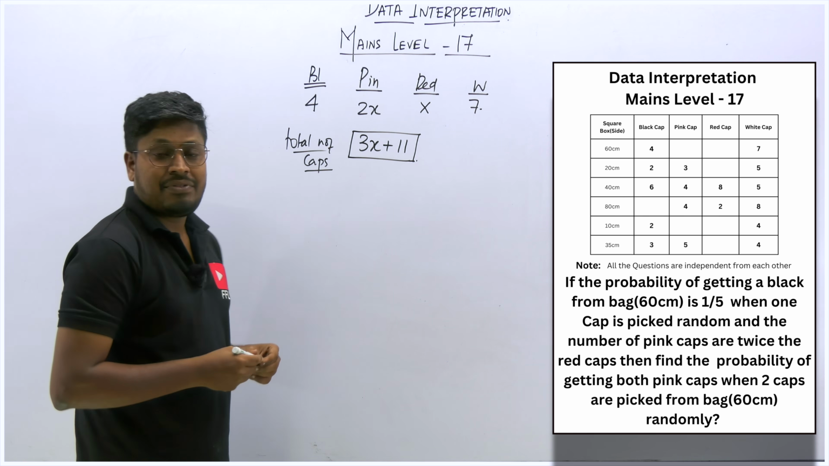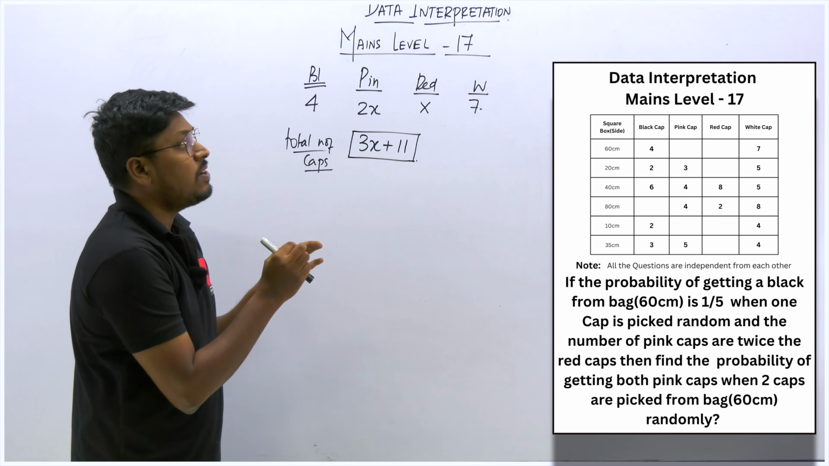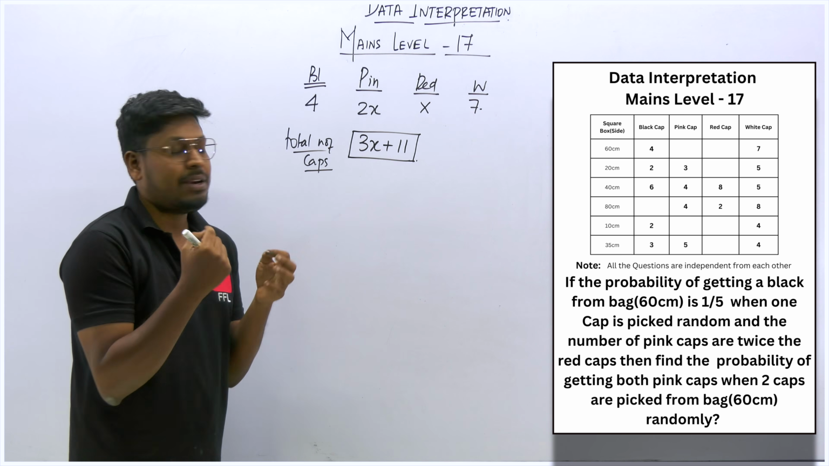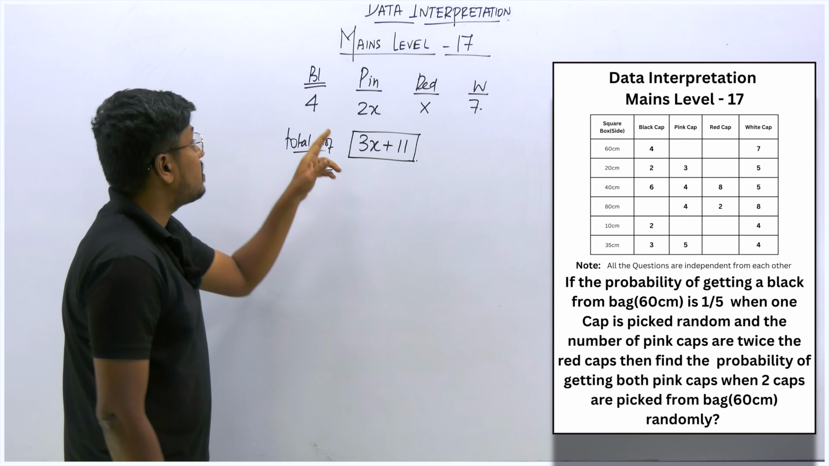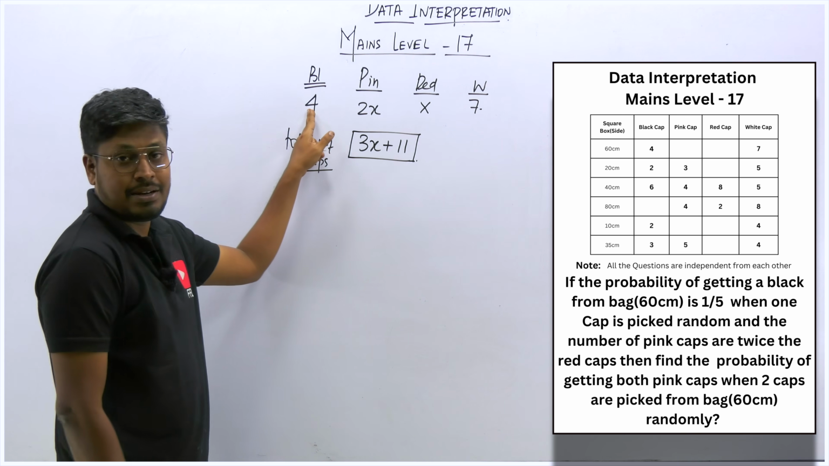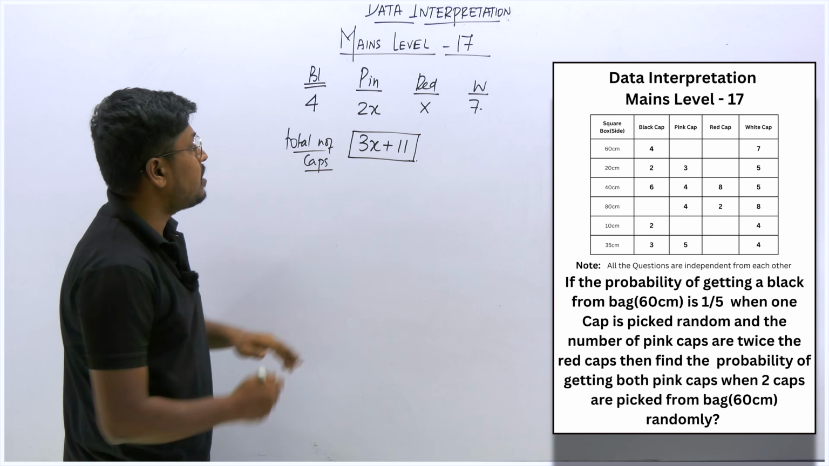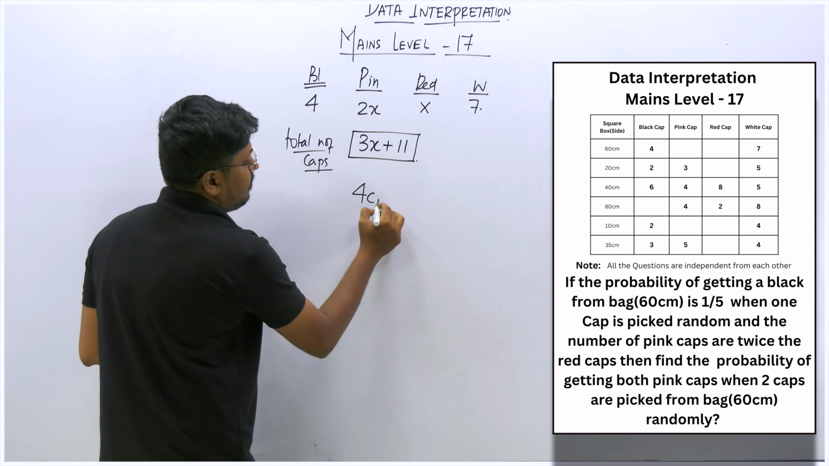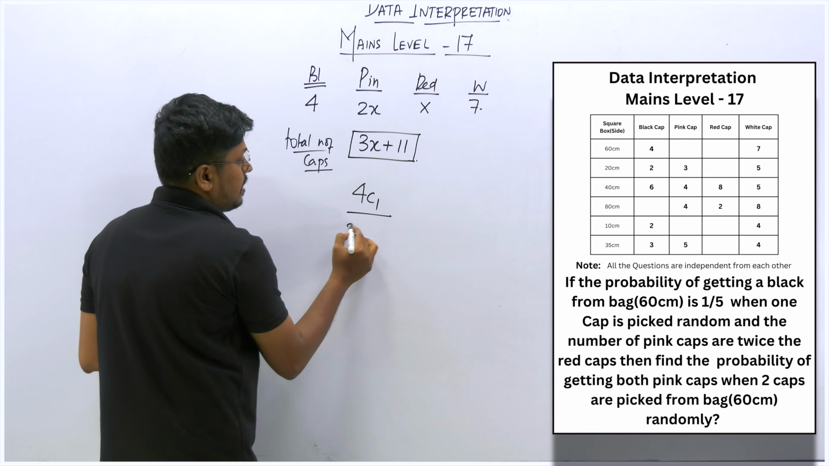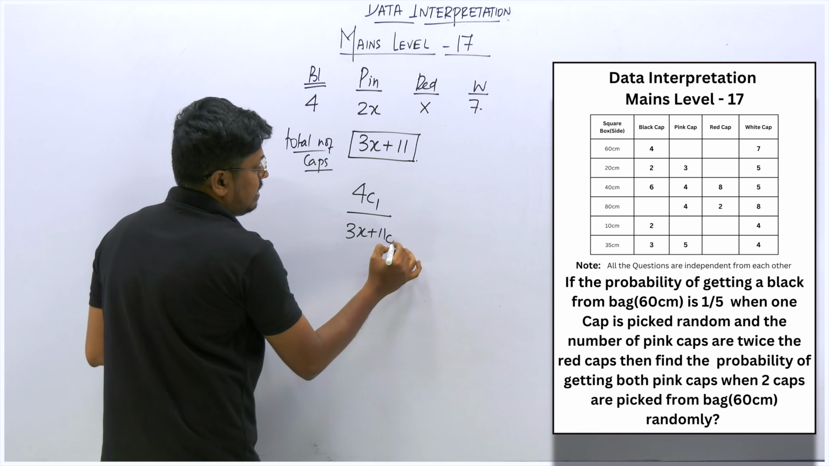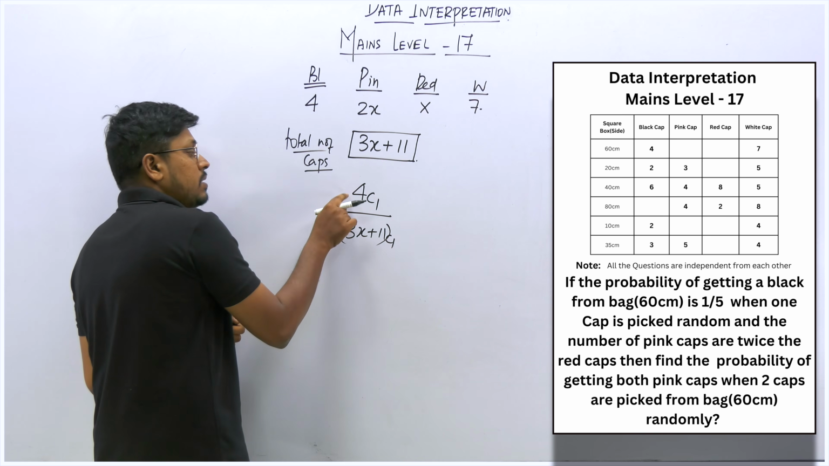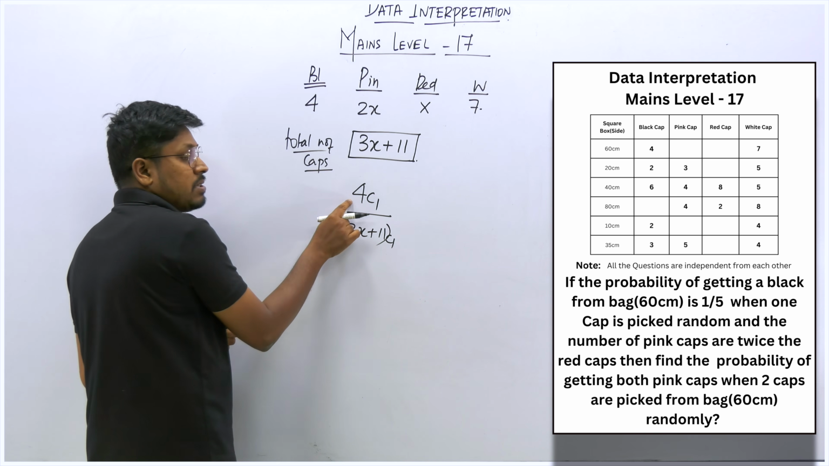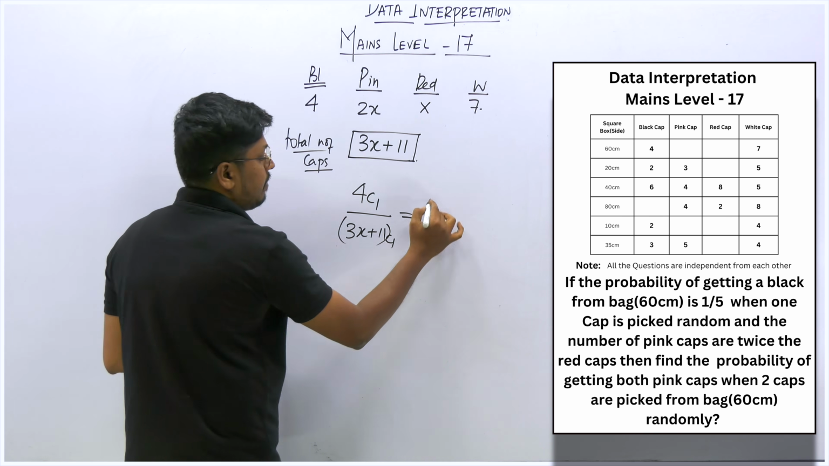Initially they have given one data: the probability of getting one black cap from the bag of 60 centimeter is 1 by 5. So one black is how much? 4C1. So 4C1 divided by the total, right? 4C1, one black color, divided by the total 3x plus 11C1. So out of the total outcomes, the numerator, black outcome, is 4C1. For this, the answer will be 1 by 5.